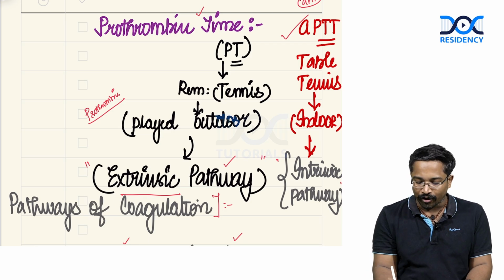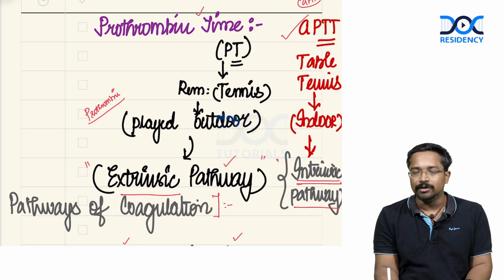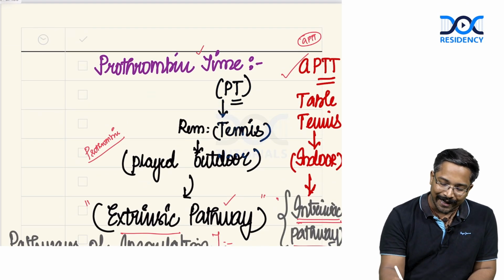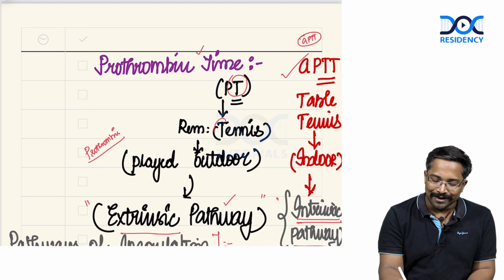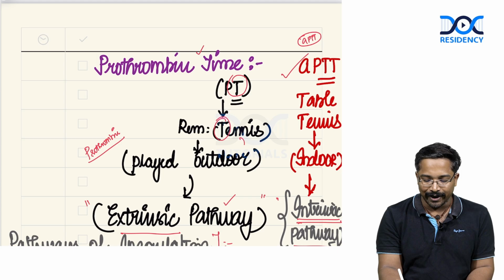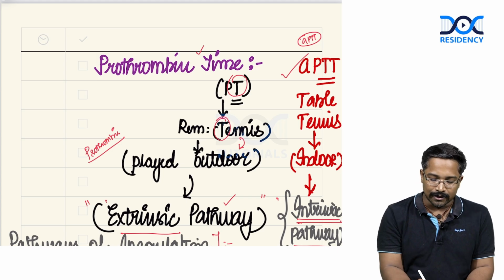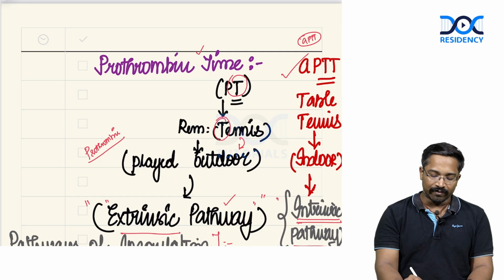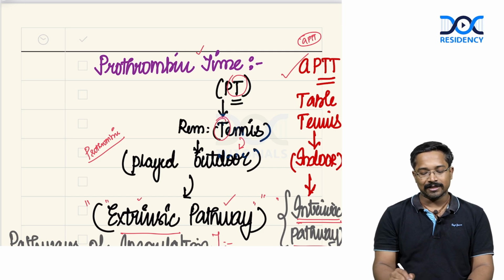That is a disorder of the intrinsic pathway. And how to remember that? Prothrombin time has a single T. Remember, tennis has a single T. Tennis is played outdoor, and thereby that is leading to the extrinsic pathway. So PT is the one which is responsible for the extrinsic pathway.